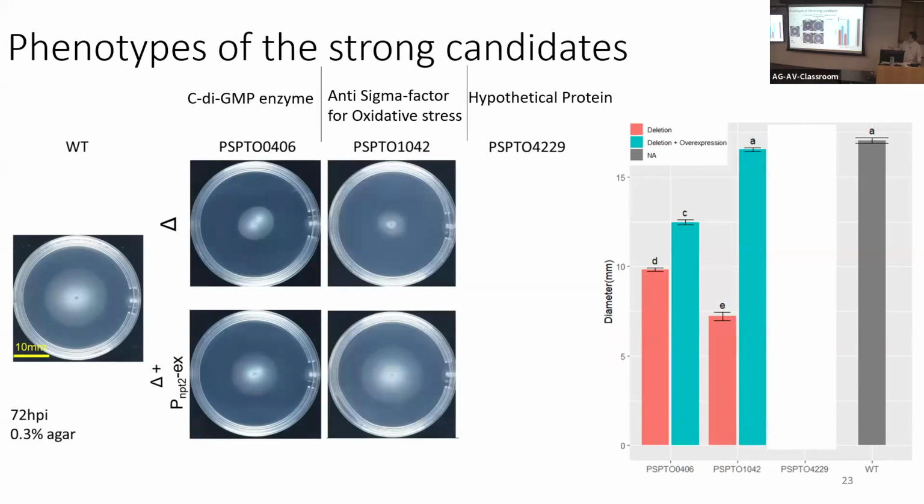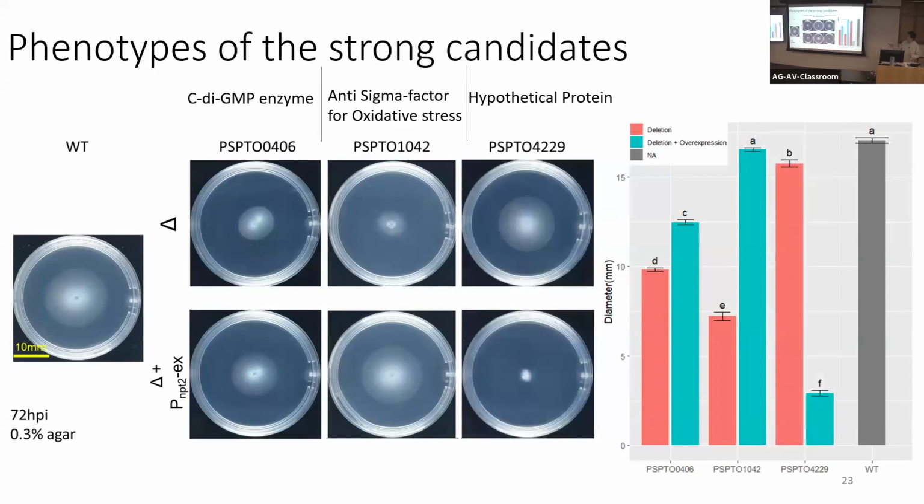1042 is another interesting one because this is an anti-sigma factor for oxidative stress that has been shown by a previous member of the lab, and it has not really been linked or confirmed to link to motility in the past. And we found it has a very clean impaired motility by knockout, and overexpression completely restored the motility phenotype here. So that's telling us that there is a linkage between stress response and motility control. The ecology of it, we don't know yet.